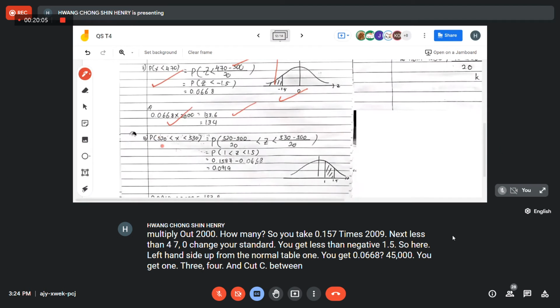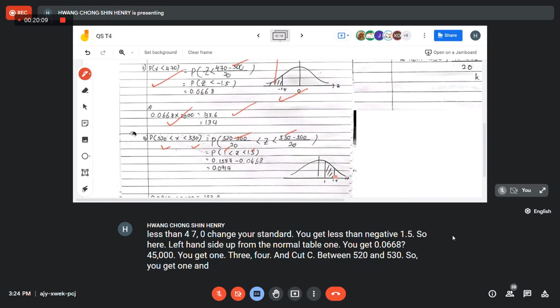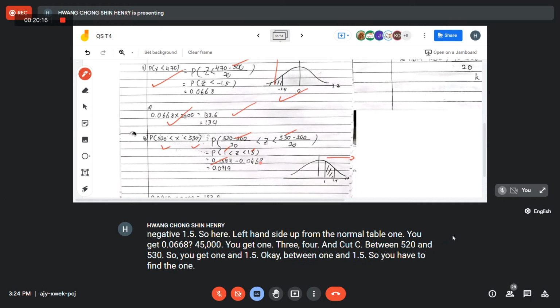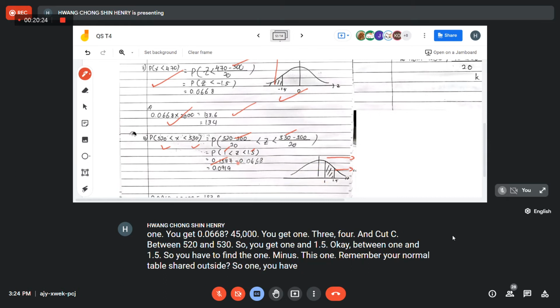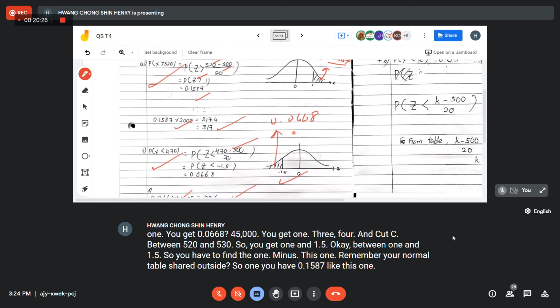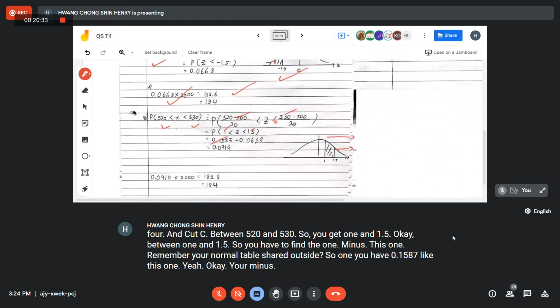between 520 and 530. So you get 1 and 1.5. Okay, between 1 and 1.5, so you have to find the 1 minus this one. Remember your normal table shaded outside. So 1 you have 0.1587 like this one. Okay. You minus the smaller one.